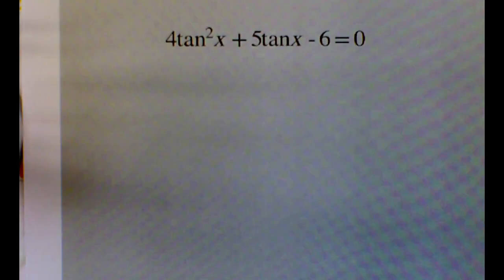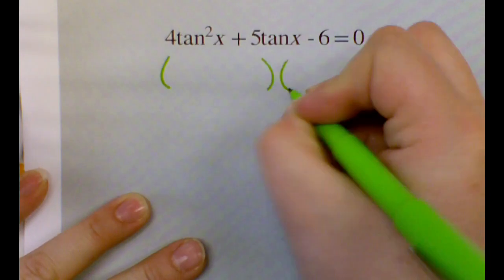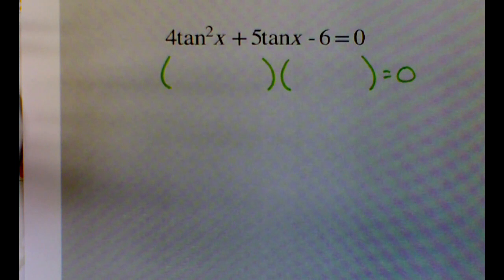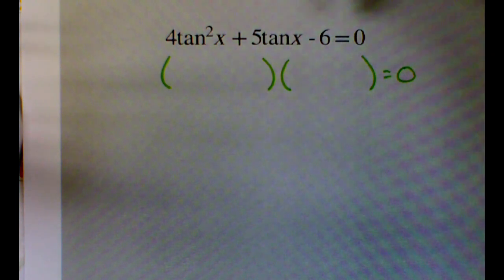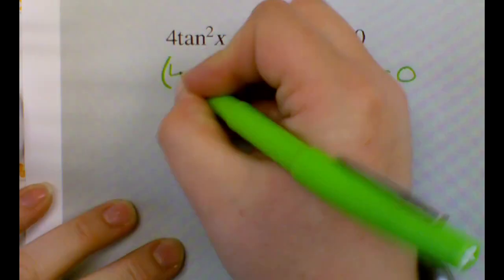All right, similar type of problem, but this one's all in terms of tangents, so I'm going to start with factoring. Now I need to decide, do I want to use 4 tangent and 1 tangent, or 2 tangent and 2 tangent? I actually think I want to go 4 and 1.